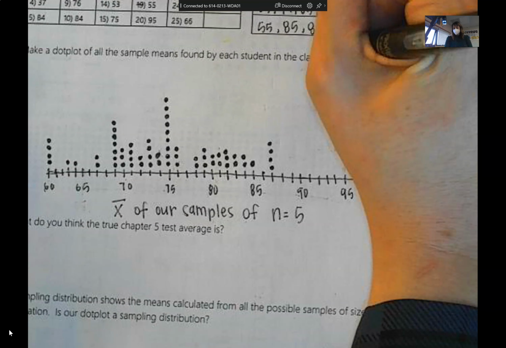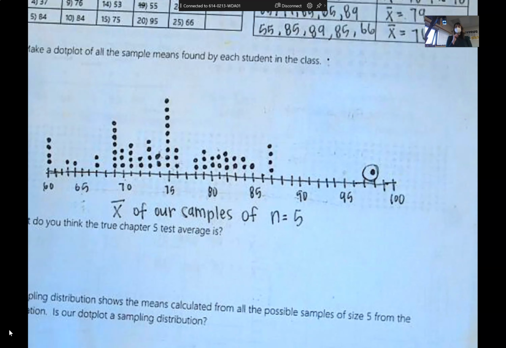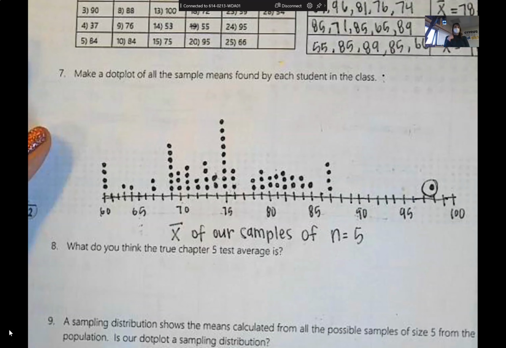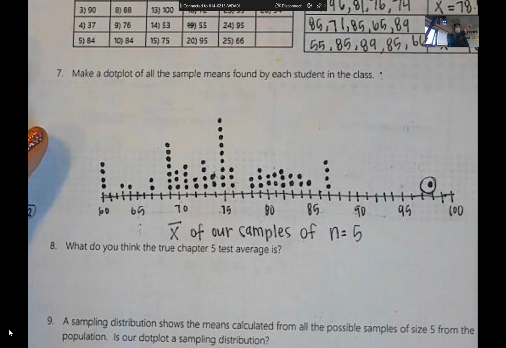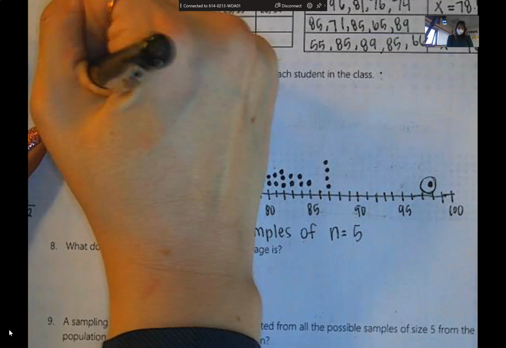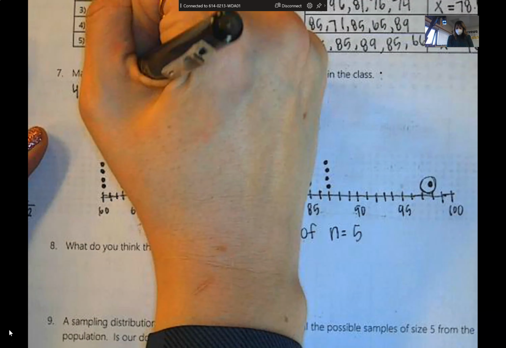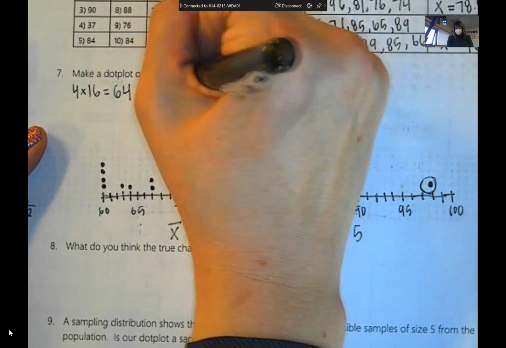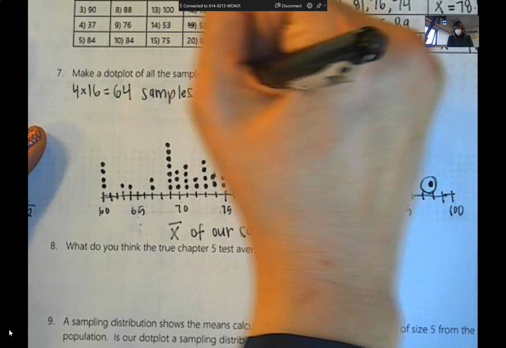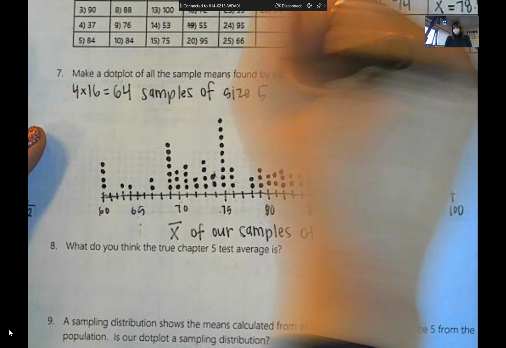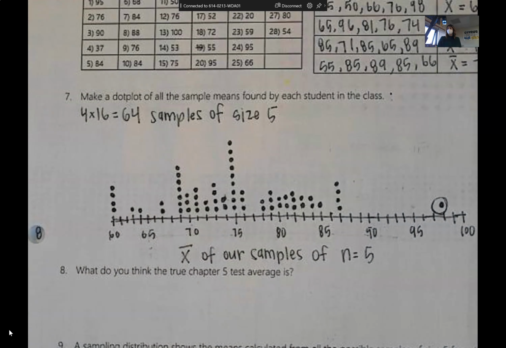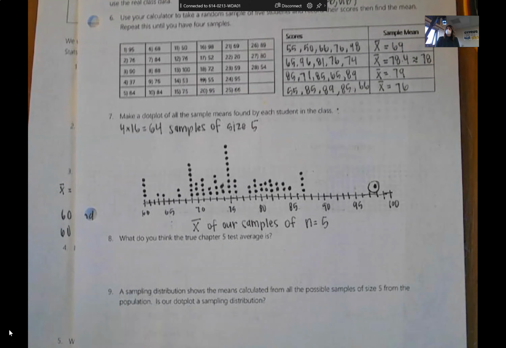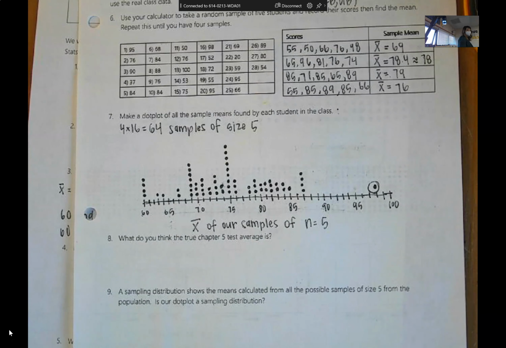Okay, so let's count how many samples we took. Remember, our sample size is 5, but how many samples did we just plot? 1, 2, 3, up to 16. So 4 times 16. Is that 64? Okay, we just graphed 64 samples of size 5.